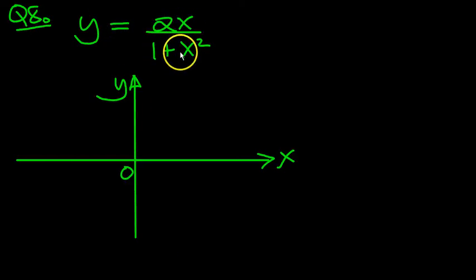y equals 2x over 1 plus x squared. What can we say about this? Well, it's a rational function. We've got a higher power polynomial in the denominator. So as x tends to infinity, then what happens here? This will dominate, and this will get very, very large.